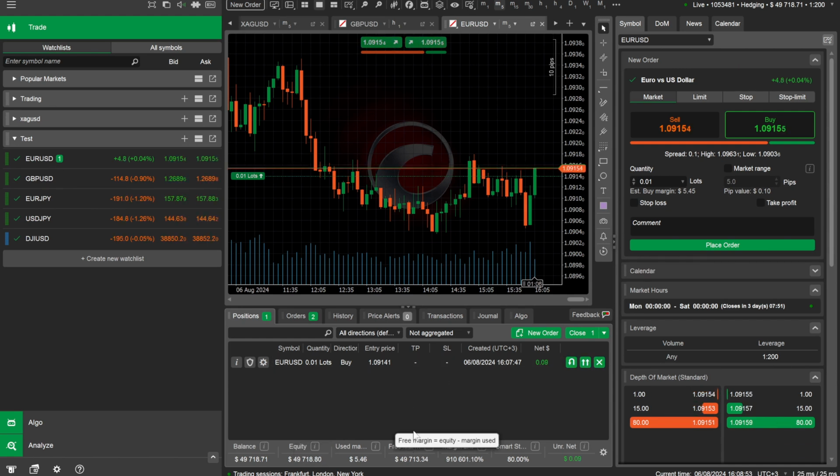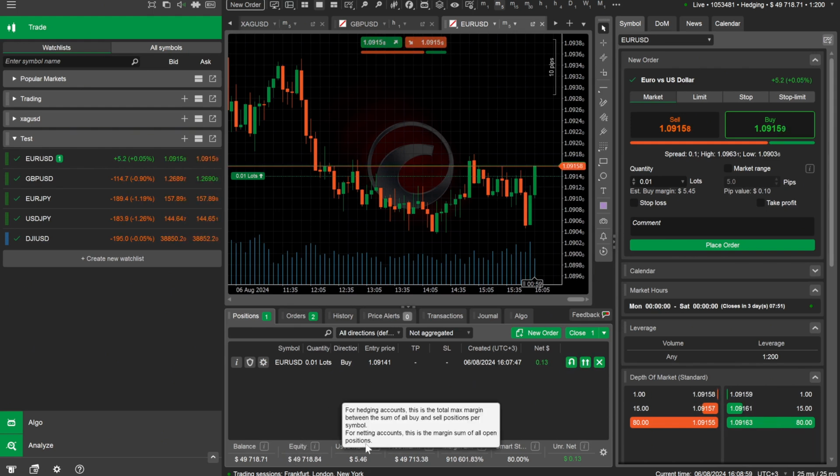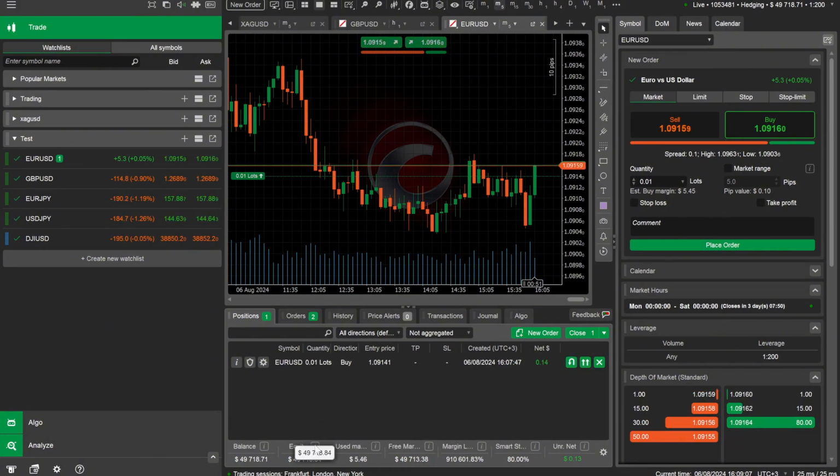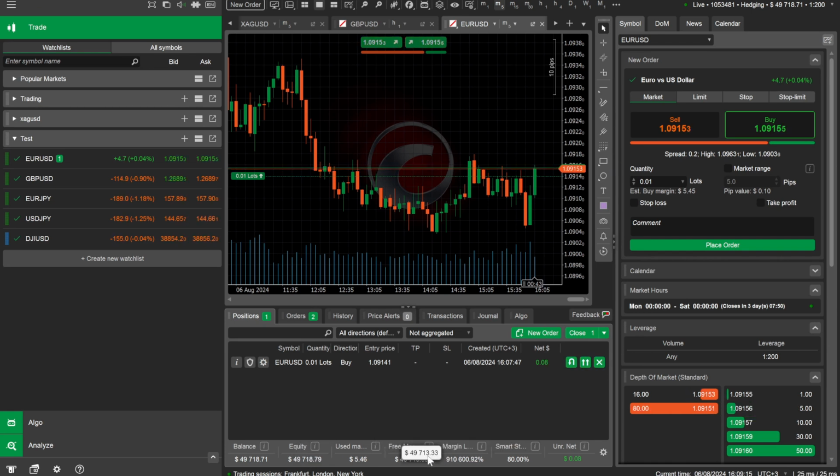The free margin is basically the equity minus the used margin, yes? So if the equity increases, the free margin will increase also. If the equity decreases, the free margin will decrease also. Now, what is used margin?